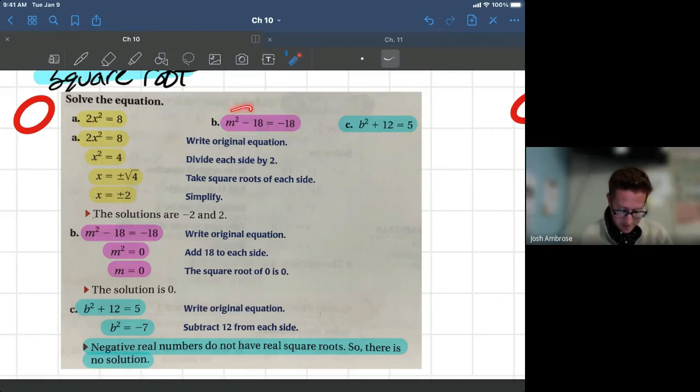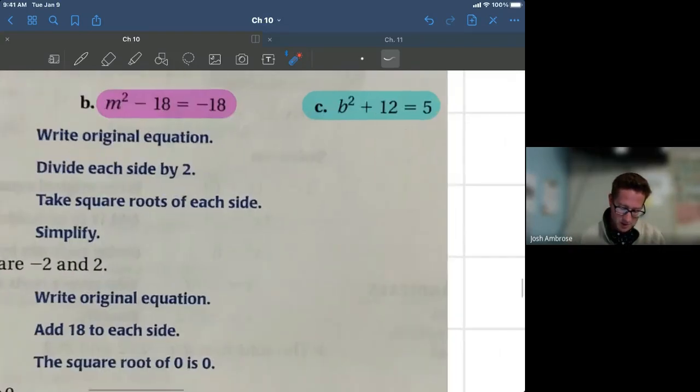Now let's take a look at the second example problem, letter B here. You'll notice we do have a plus and a minus, a subtraction sign. So we're going to have to add 18 to both sides. That will cross this and this out. That's what gets us down to this m squared is just 0. Now this is one of those where, what's the square root of 0? Simply 0. There's no plus or minus 0. It's just 0.